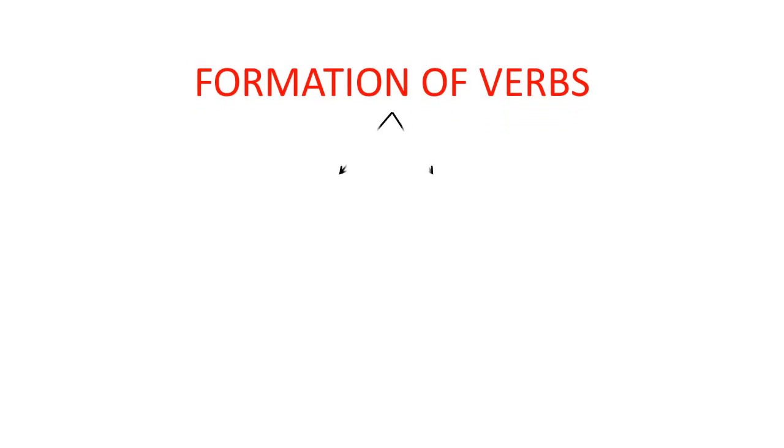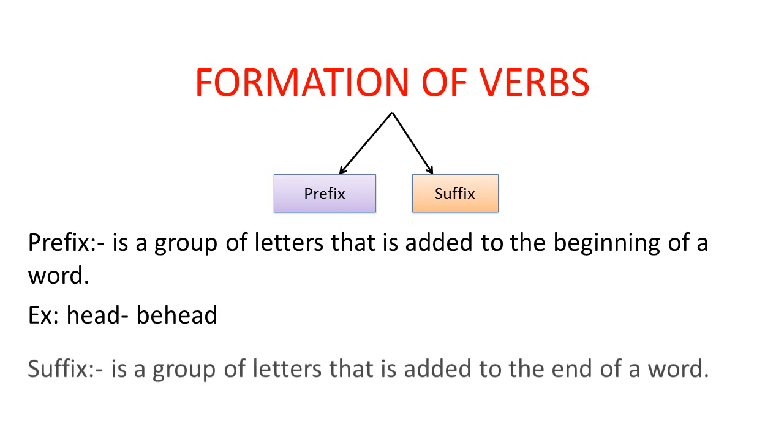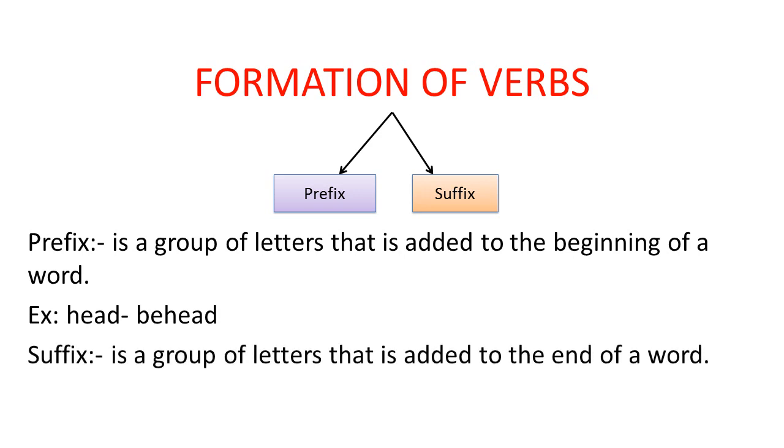Now let's understand how verbs are formed by adding prefix and suffix. Before that, you should know what a prefix is. A prefix is a group of letters that is added to the beginning of a word. For example, head, behead. A suffix is a group of letters that is added to the end of a word. For example, clear, clarify. Refer to page numbers 18 and 19 for your better understanding.